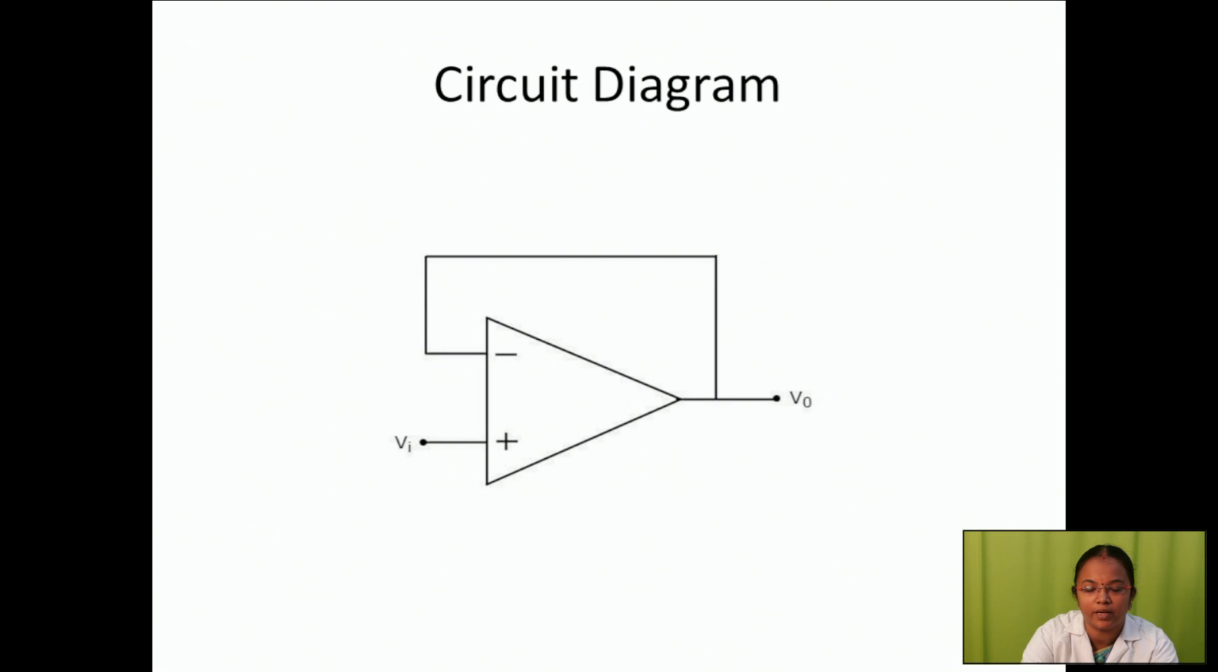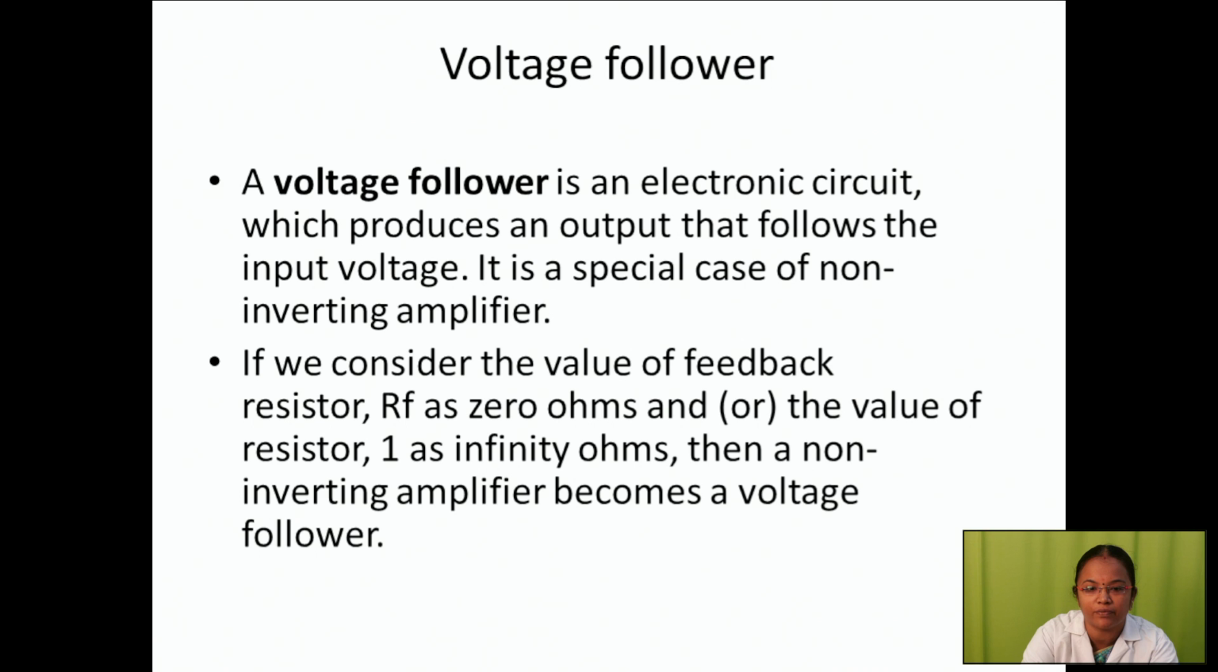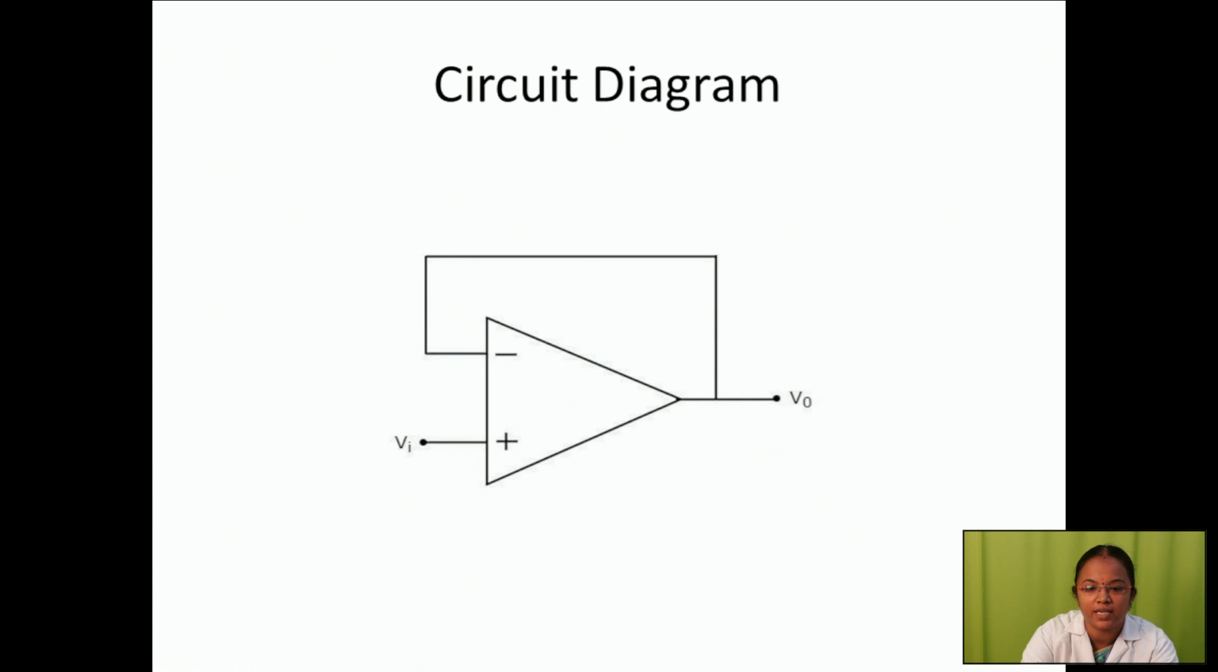See, this is the circuit diagram of a voltage follower. As I said, it is a special case of the non-inverting amplifier. The voltage VI is applied to the non-inverting terminal. V0 is the output voltage. Here the inverting terminal is directly connected to the output. By using the virtual ground concept, the voltage at the non-inverting terminal will be equal to that at the inverting terminal. So the voltage at the inverting terminal is equal to VI. That is directly connected to V0. So we can say V0 is equal to VI.